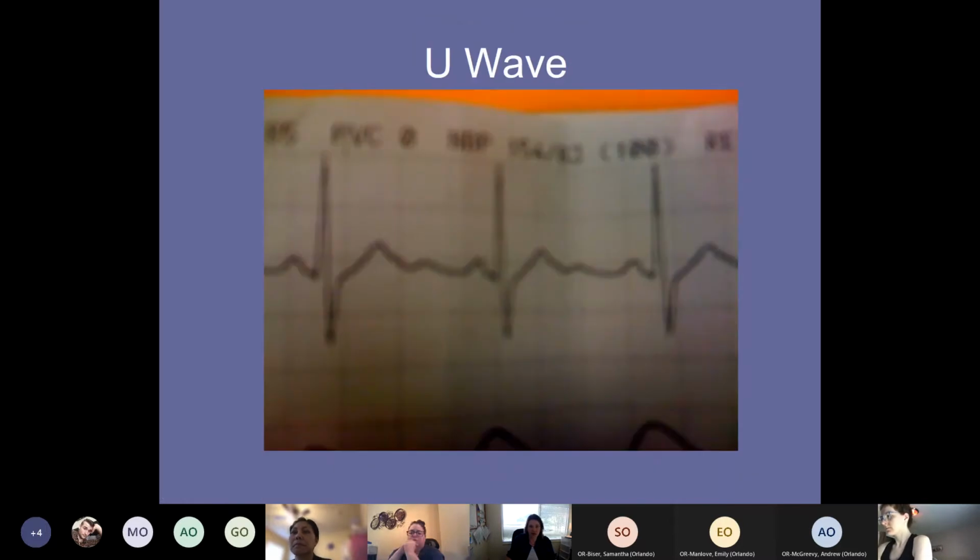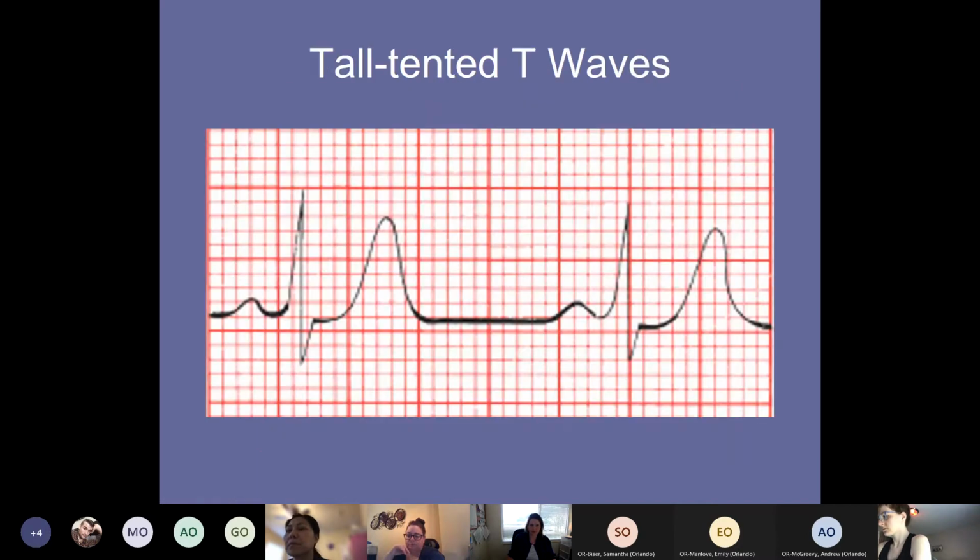U wave, you know, is hypokalemia. It's very rare. This is an old strip. I probably have only seen this a few times, but if you see a U wave, think I need to check those electrolytes, especially potassium. Tall tinted T waves, what does that mean?